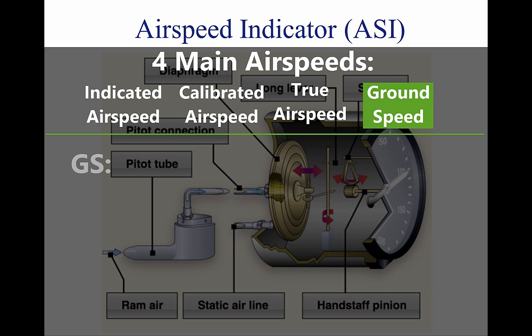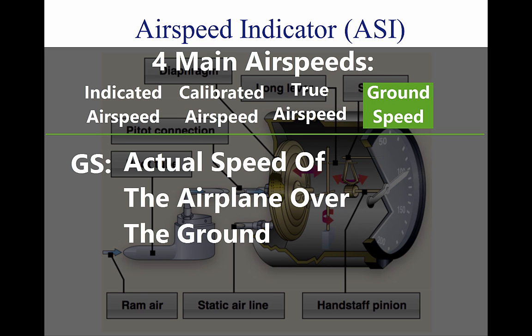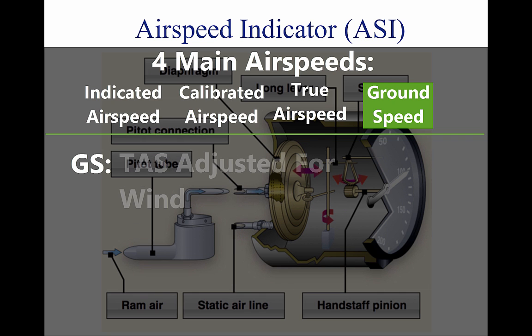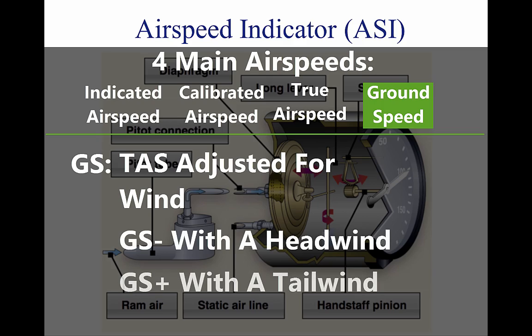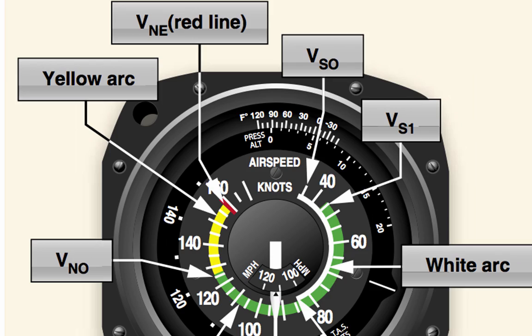4. Ground speed, GS. The actual speed of the airplane over the ground. It is TAS adjusted for wind. GS decreases with a headwind and increases with a tailwind. Aircraft weighing 12,500 pounds or less, manufactured after 1945 and certificated by the FAA, are required to have ASIs marked in accordance with a standard color-coded marking system. This system of color-coded markings enables a pilot to determine at a glance certain airspeed limitations that are important to the safe operation of the aircraft.